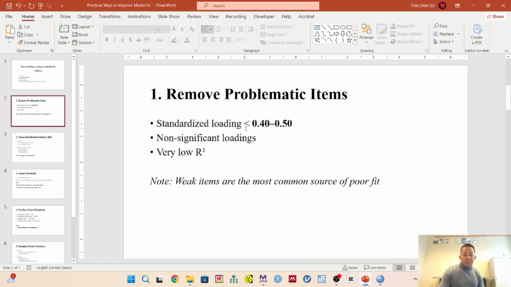And also, in some models, some items have low pattern loadings but are still significant. But we should also check any non-significant loadings. And also very low R square. R square means the standardized loading squared. It means how much variance is shared between the observed variable and the latent factor. That is why we should check the R square values. Weak items are the most common source of poor model fit in CFA.